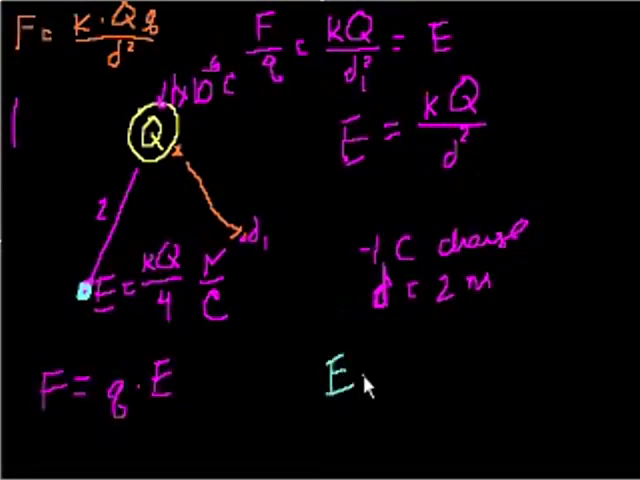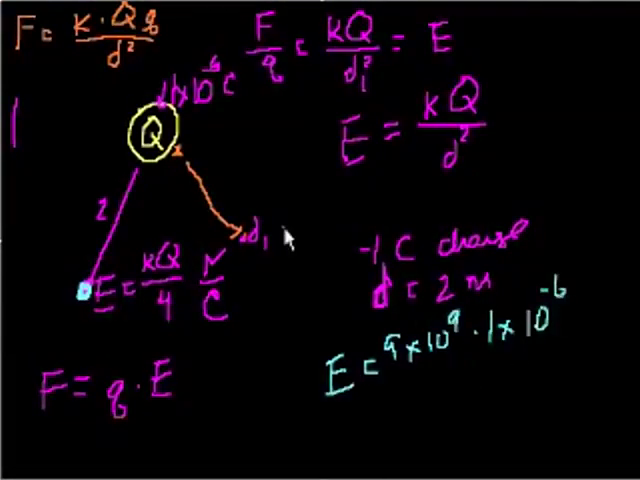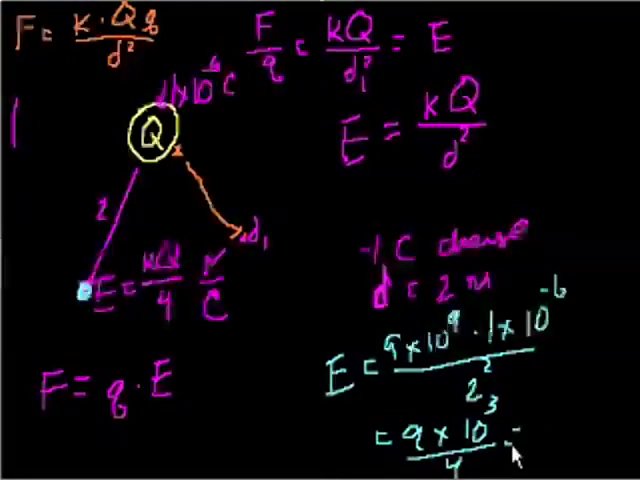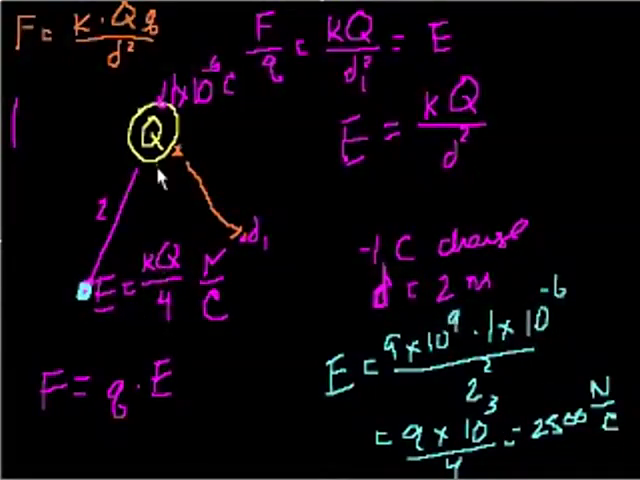Well, the electric field at that point is going to be equal to Coulomb's constant, which is 9 times 10 to the 9th, times the charge generating the field, 1 times 10 to the minus 6 coulombs. And then we are 2 meters away, so 2 squared. So that equals 9 times 10 to the 3rd divided by 4. What is that? 2.5 times 10 to the 3rd, or 2,500 newtons per coulomb.